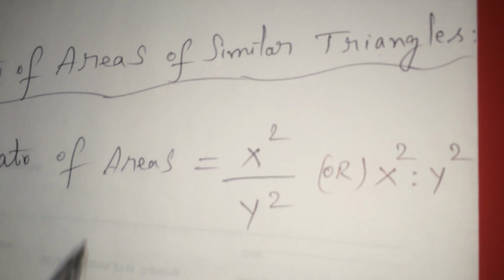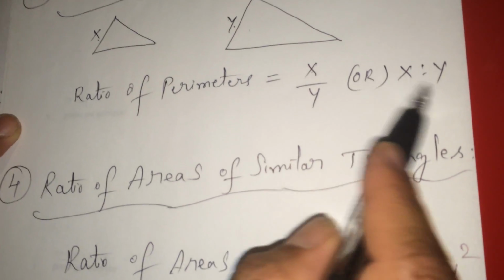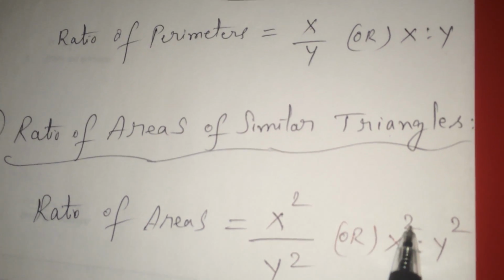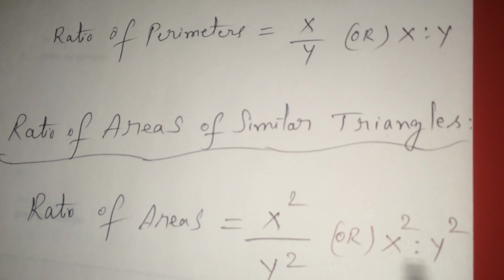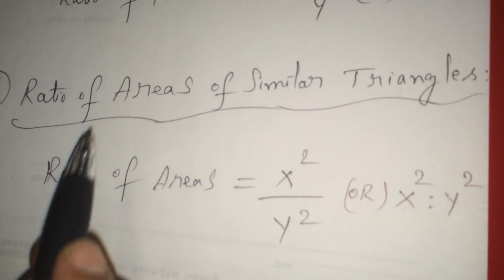In this way, you have to remember: if it is perimeters, it is the same as the ratio of the sides. If it is areas, it is the ratio of the squares of the corresponding sides. We will apply all these in the problems.